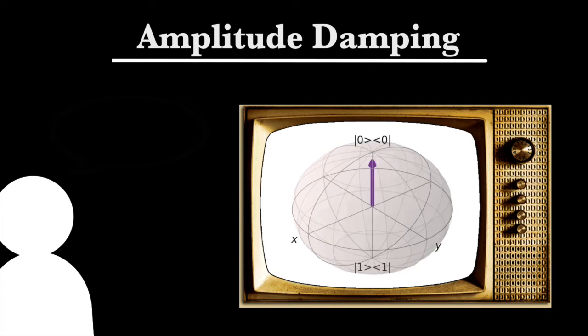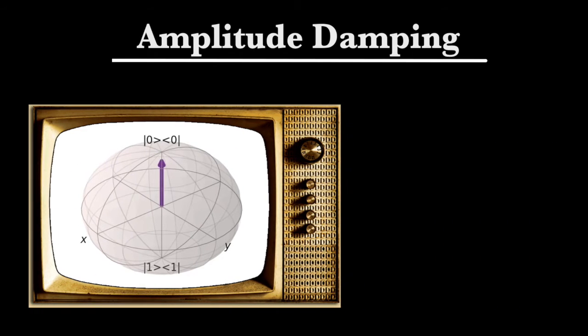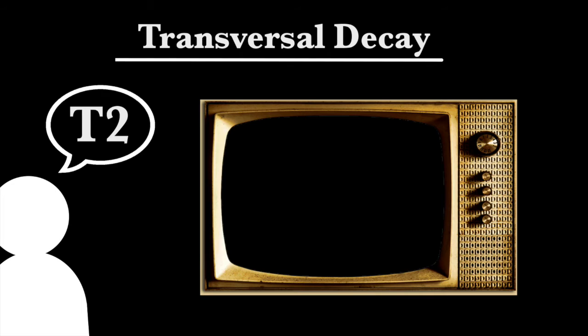Okay, so how can we measure T1? Easy. Just set a qubit in an excited state and track the probability of it staying in that state as time passes. However, the most interesting type of decay is called Transversal Decay, or T2.